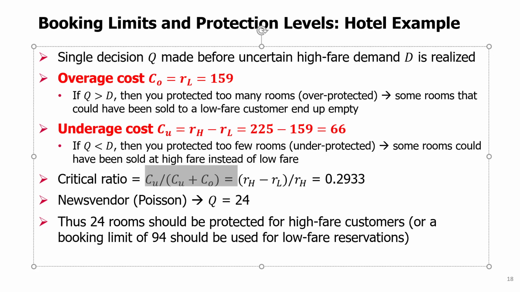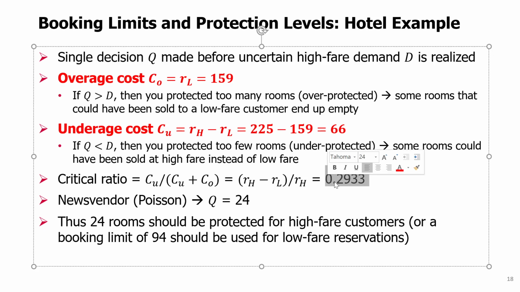We can calculate the critical ratio as before: the cost of underage divided by the sum of the cost of underage and overage. If you plug in for those costs, for overage RL and for underage RH minus RL, you see that the numerator becomes the difference of those costs. It's just CU, whereas in the denominator, there is RH minus RL and then again plus RL. So RL disappears in the numerator. You get a critical ratio of almost 0.3.